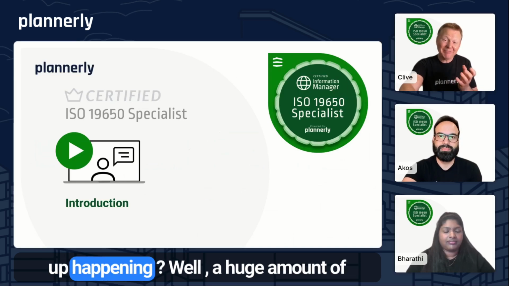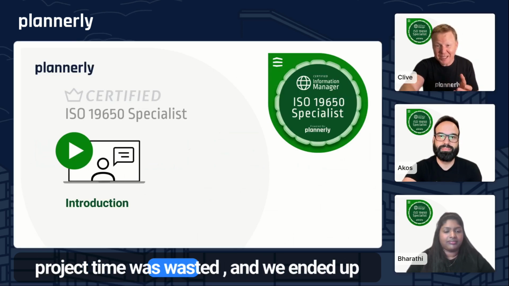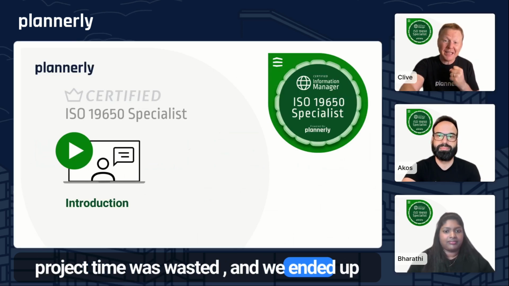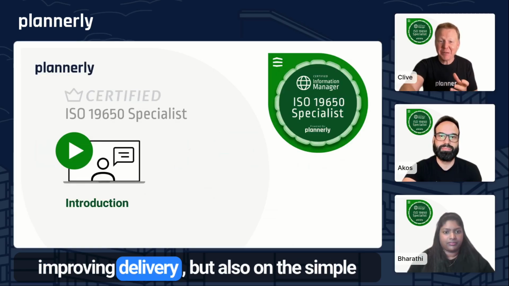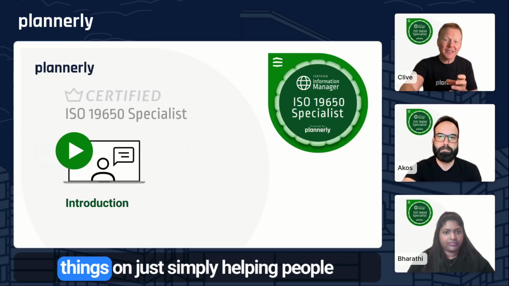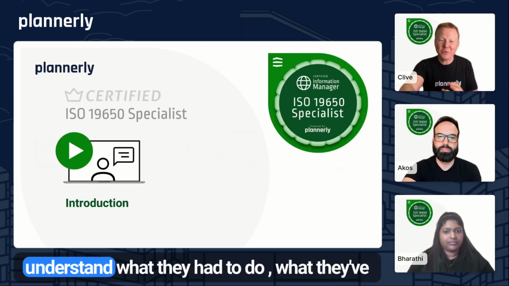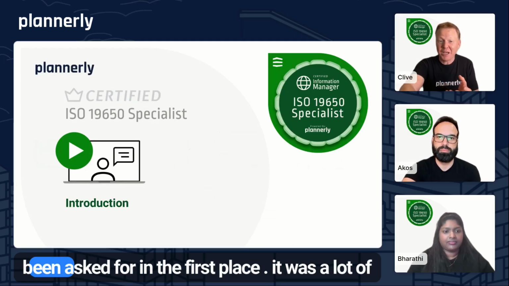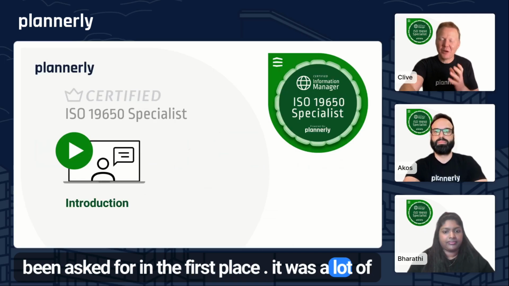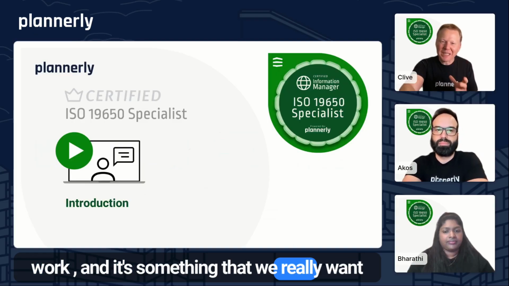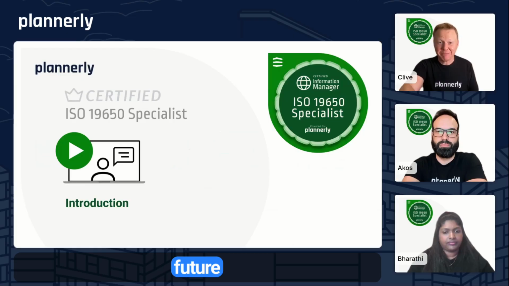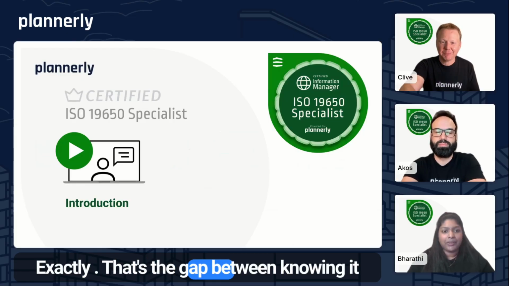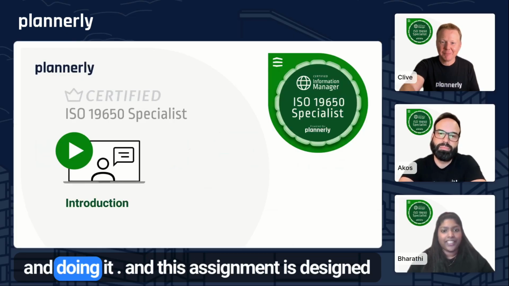And what ended up happening? Well, a huge amount of project time was wasted. We ended up retraining teams, not just on improving delivery, but also on the simple things, just helping people understand what they had to do, what they'd been asked for in the first place. It was a lot of work, and it's something that we really want to alleviate and help our industry avoid in the future. Exactly. That's the gap between knowing it and doing it.